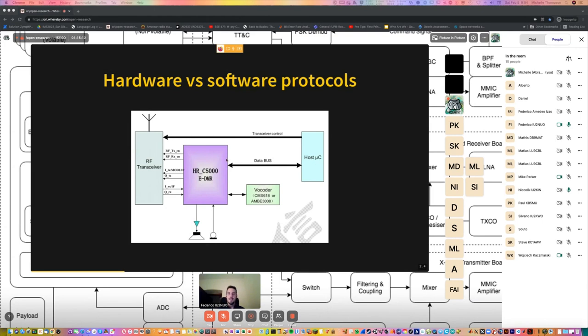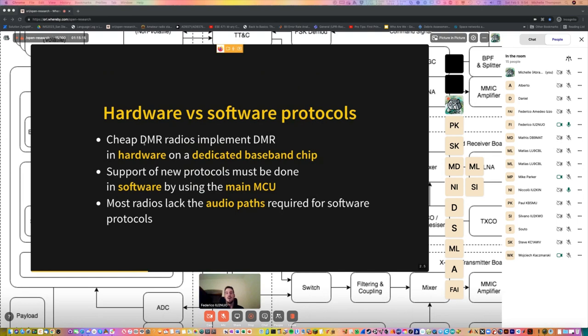So what does this mean? Since these DMR radios implement the protocol in hardware, the main microcontroller has no way to receive the baseband signal or even to output some audio to the speaker, because it's all handled by a dedicated chip. Unfortunately, the dedicated chip just does DMR. And if we want to do M17 with our radio, we need to work around this limitation.